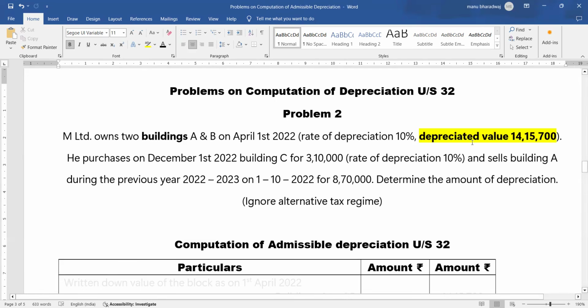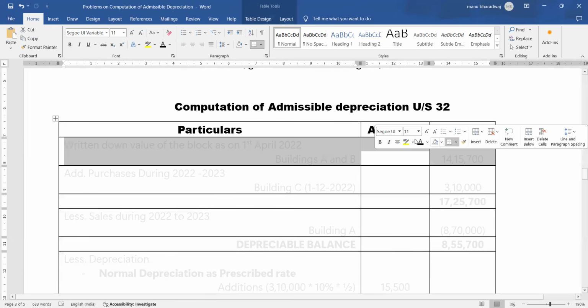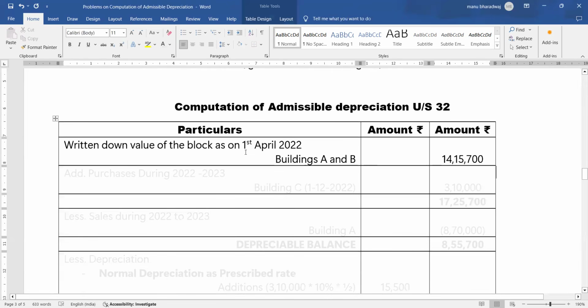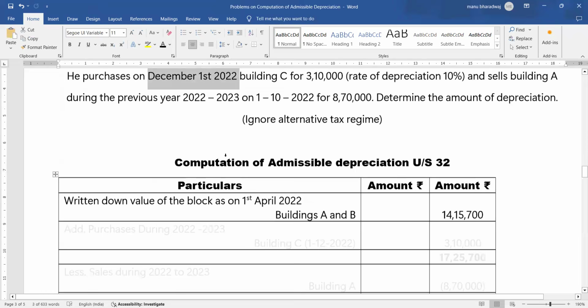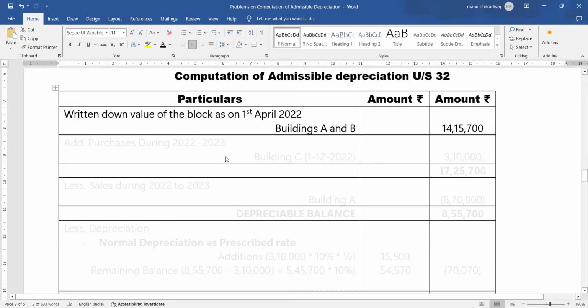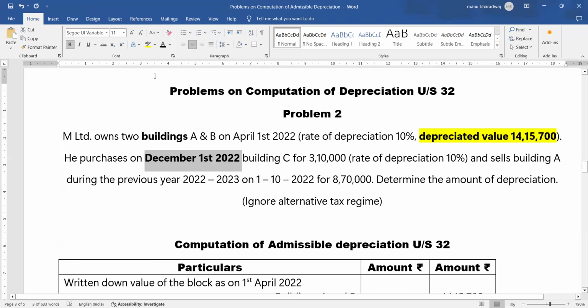So first let us write that the written down value of the block of asset as on 1st April 2022. For building A and B, the value they have given is 14,15,700. He purchases on December 1st, 2022. So if you see the question here, he is purchasing on December 1st, 2022.